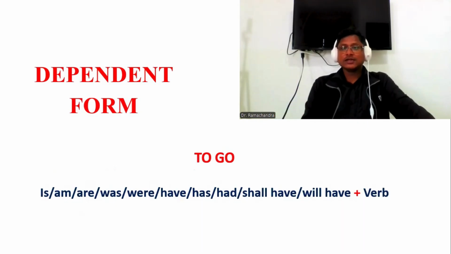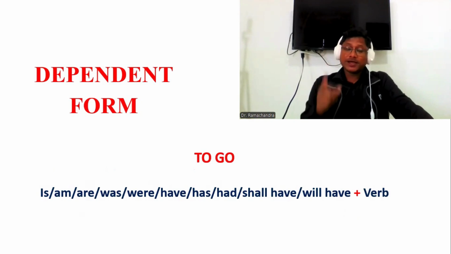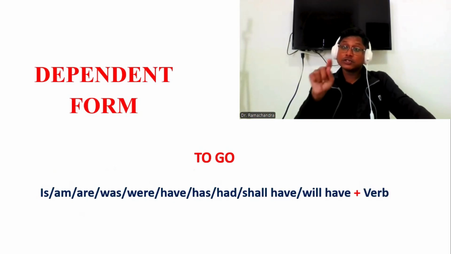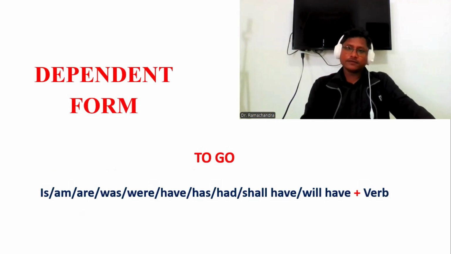Now this one, to go. This is called the to infinitive. But this form depends, again, on helping verbs. This form, I to go, we can't say that. He to go, we can't say that. That is different. This is a to infinitive. We have to use these with helping verbs.